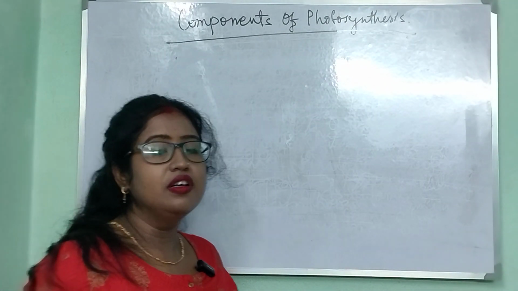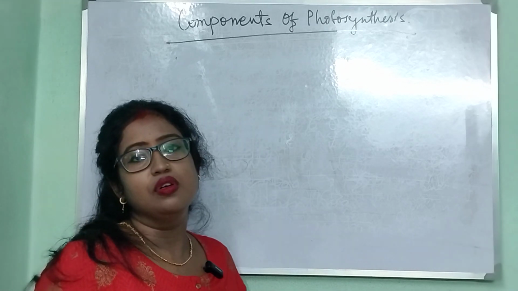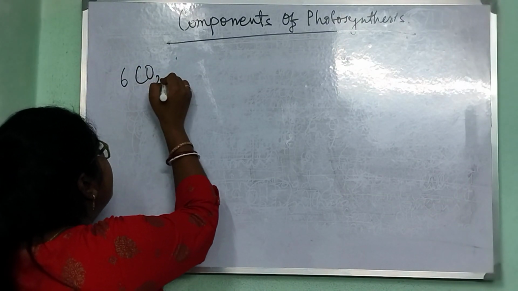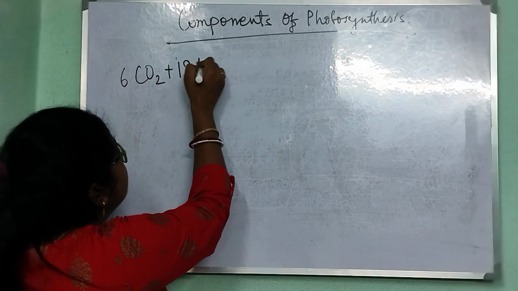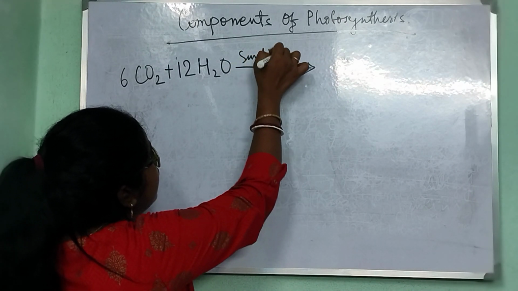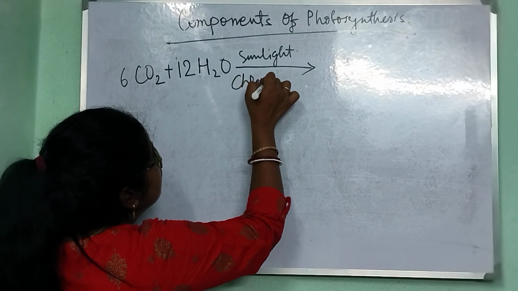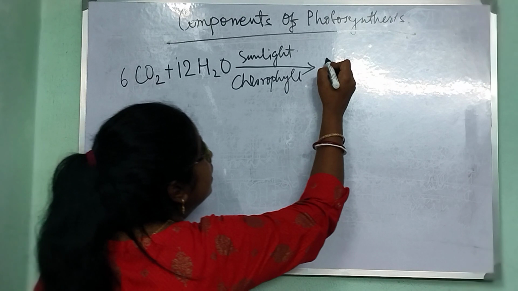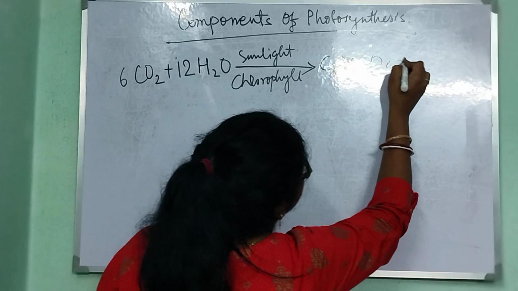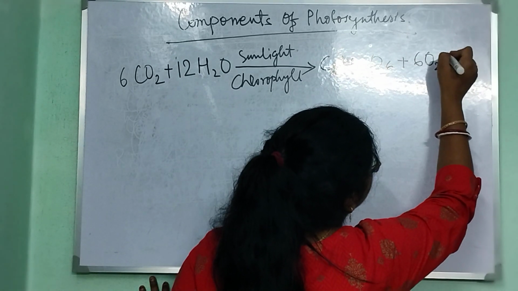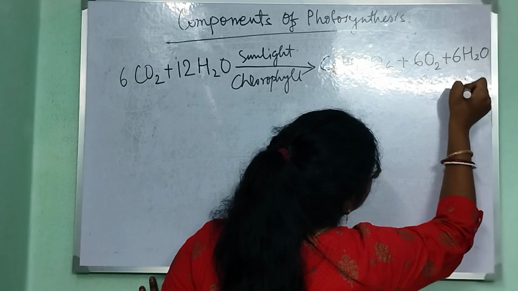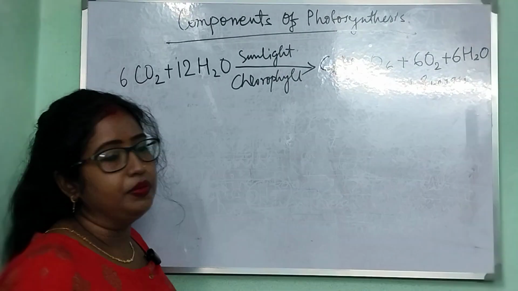We also discussed the equation of photosynthesis, where we saw that 6 molecules of carbon dioxide react with 12 molecules of H2O in the presence of sunlight and chlorophyll to produce 1 molecule of glucose plus 6 molecules of O2 plus 6 molecules of H2O, and energy is also produced in this reaction.